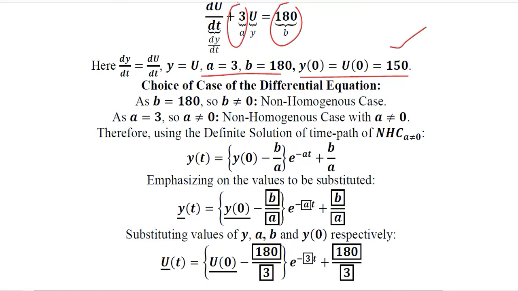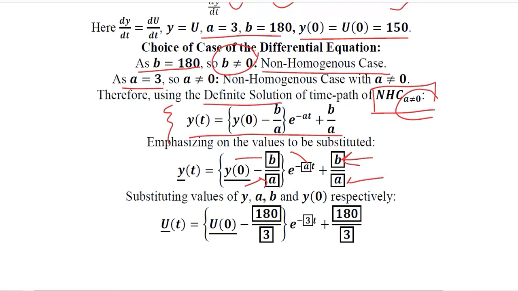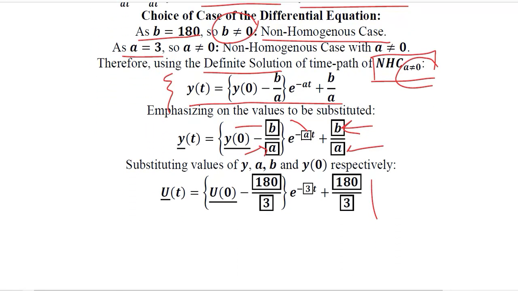And now let's look at the values of B, and B is not equal to 0 in this case, so it means that this is a non-homogeneous case, and A is equal to 3, which means that this non-homogeneous case becomes the case where A is not equal to 0. So this is the solution formula of the definite time path of the non-homogeneous case where A is not equal to 0. We can put the values of B and A wherever they can be substituted. We have highlighted those areas, and the substitution took place in this step.